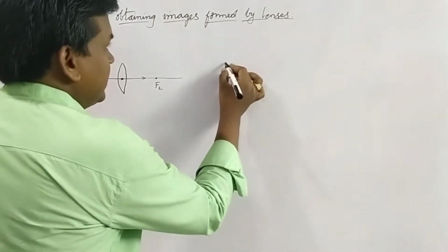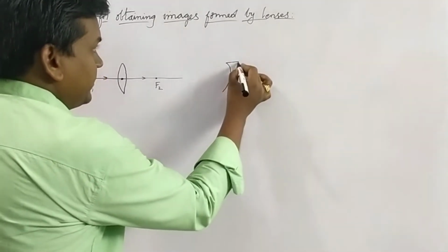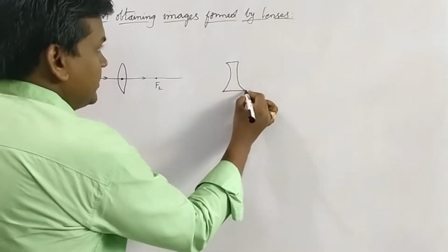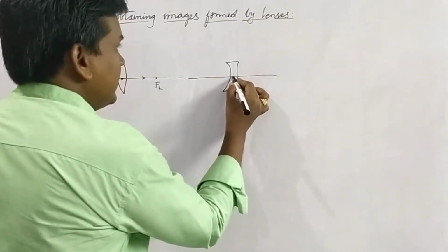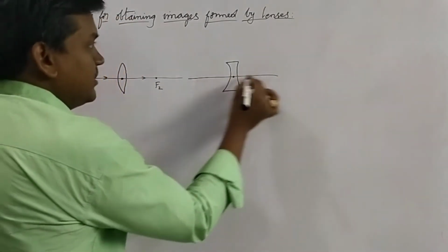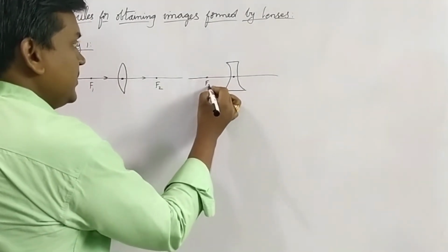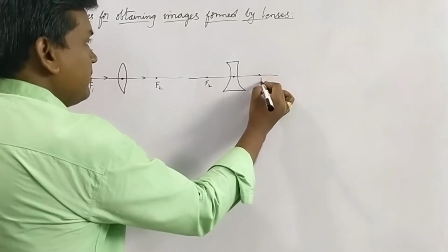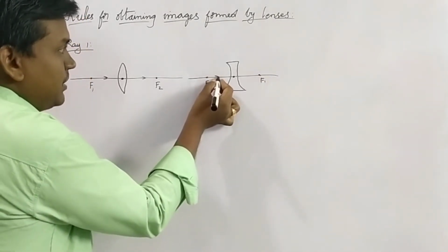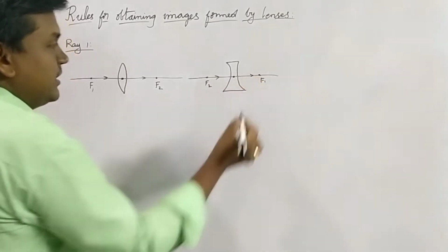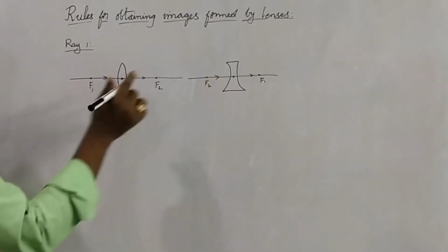And if you consider the concave lens, so this is the concave lens. For concave lens also the same situation we can consider, as it is an optical center. This is the principal axis and this will be f2 and this will be f1, and a ray which is passing through the principal axis will go undeviated. So this is the first case for both convex and concave lens.